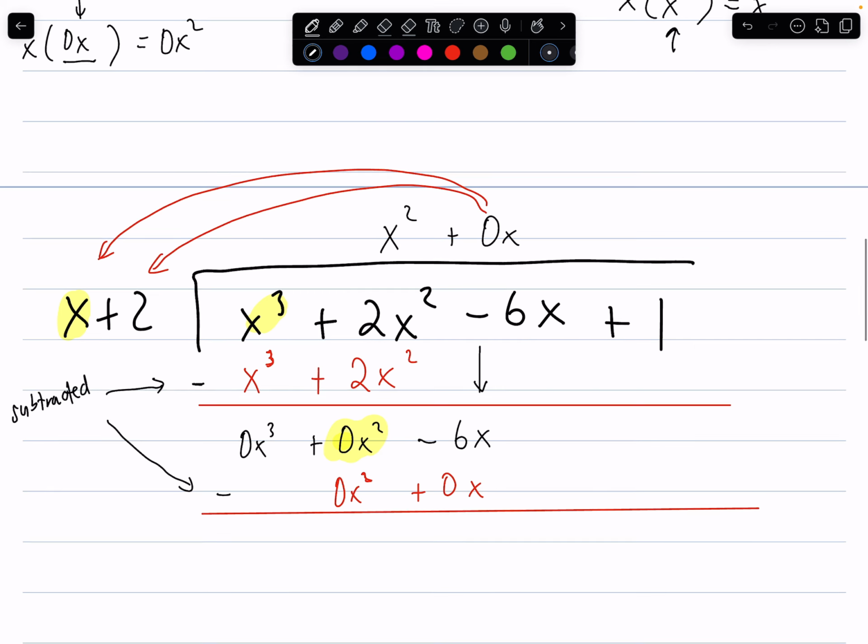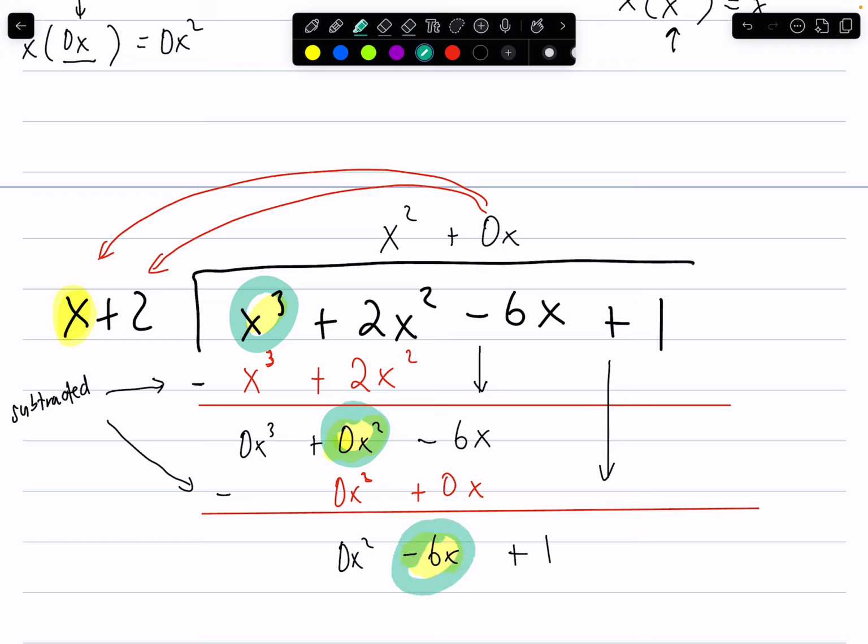So I subtract 0x squared minus 0x squared, we get 0x squared. Negative 6x minus 0x will be negative 6x. And then I drop down the positive 1. Okay? So every time, you're always dropping one thing down. Now that I have this, I'm going to do the process again. So I'm going to compare my x from the beginning to now my negative 6x. You see how first I got this guy, then I compared it to this guy, and now I'm comparing to this guy. It's just a pattern that I'm following.